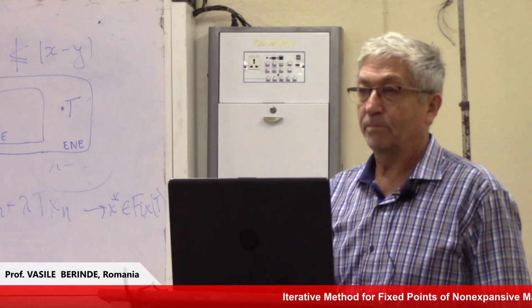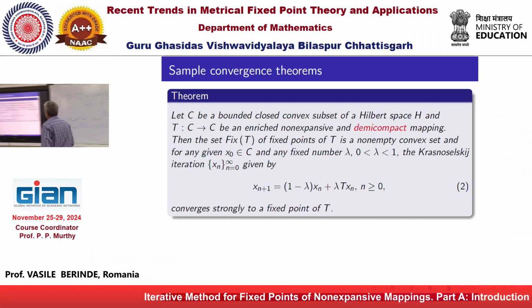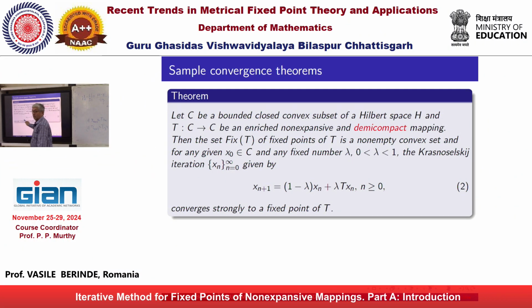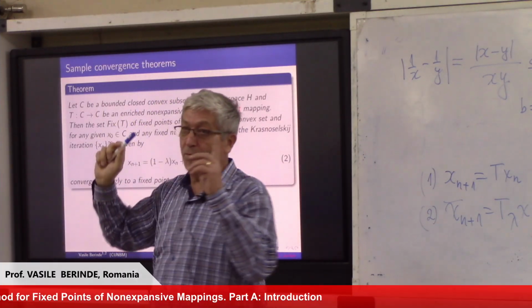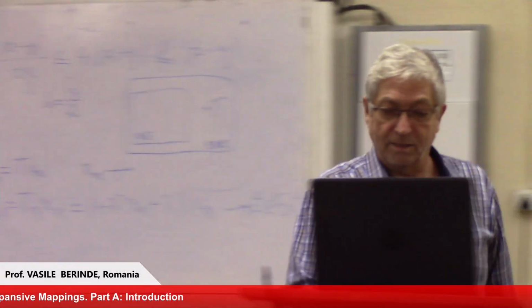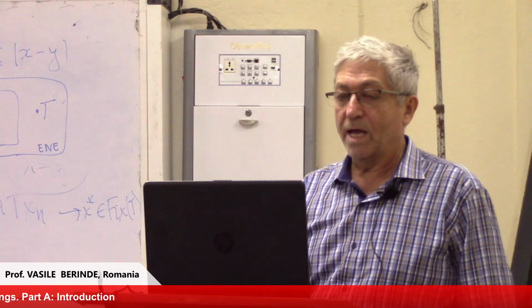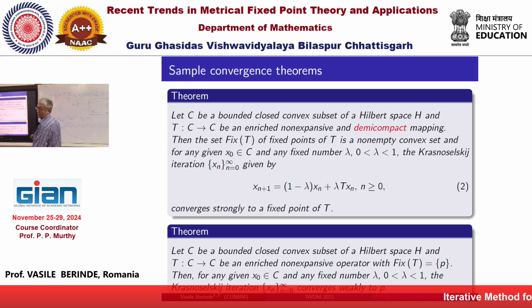On the starting point... Xn is weak convergence? Sorry? No, it's strong. Xn is also strong, because of this demi-compactness. It's strong. But when we drop the demi-compactness, we have only weak convergence.